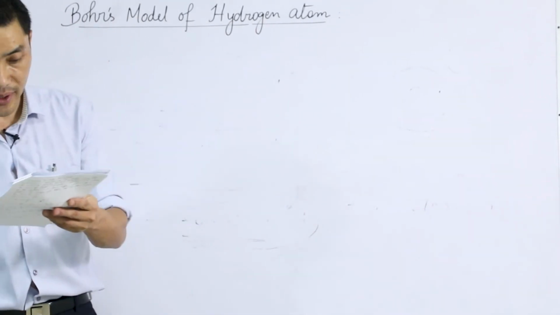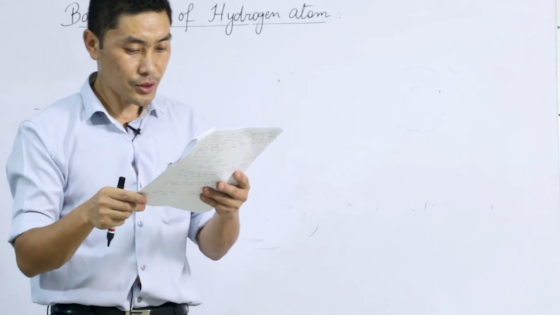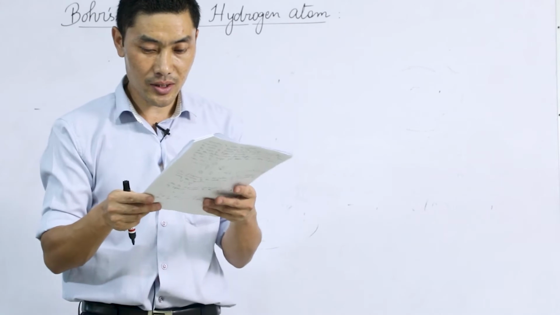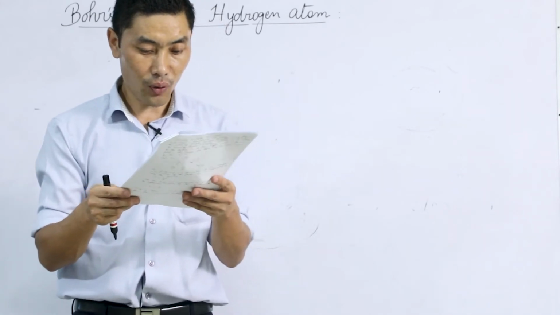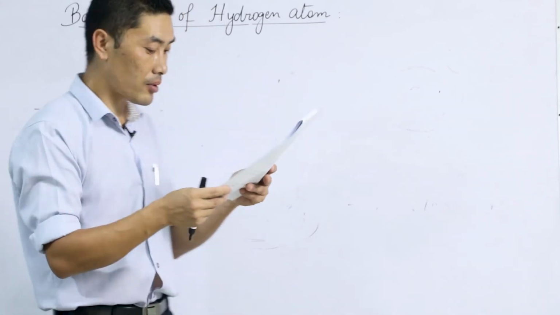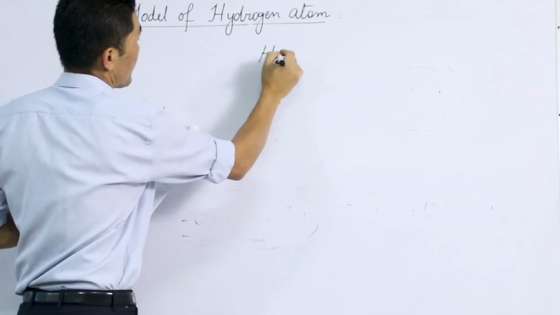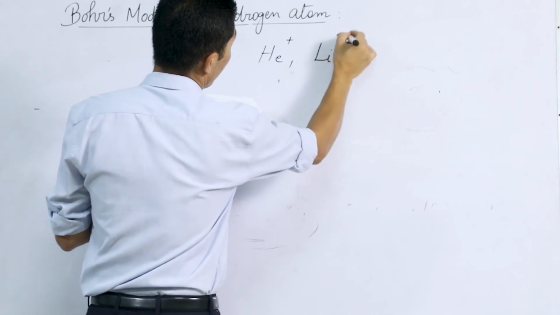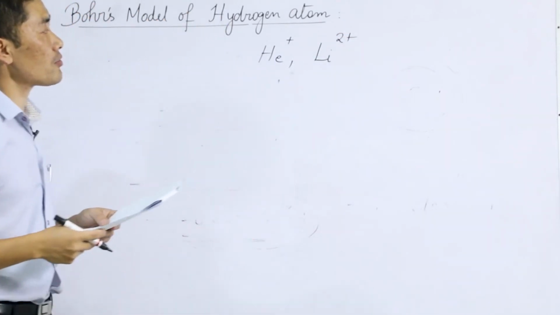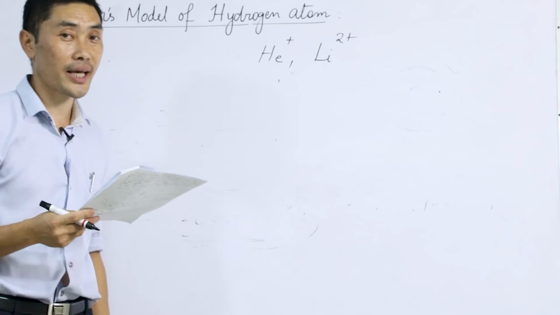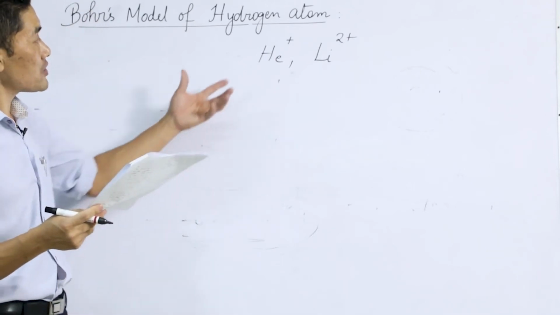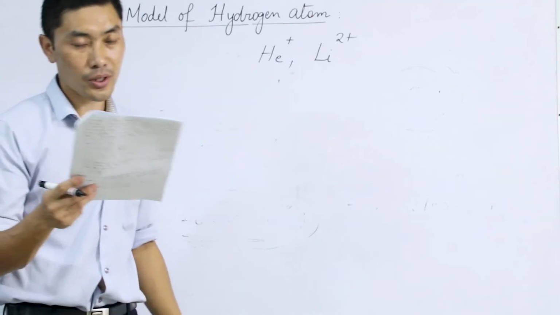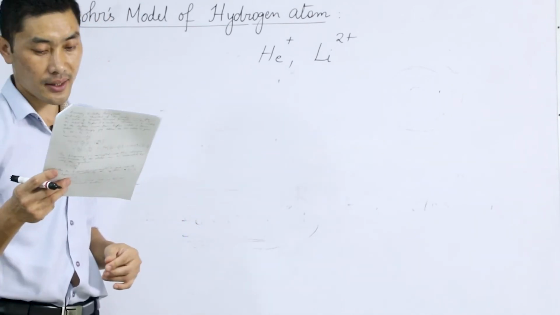Now the fourth point is that Bohr's theory can be applied to hydrogen-like species, like ions containing only one electron. For example, helium ion or lithium ion, both of these will have only one electron like the hydrogen atom. So for species like this, which have only one electron like the hydrogen atom, Bohr's theory can be applied.